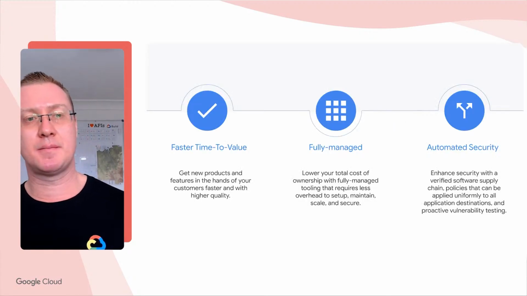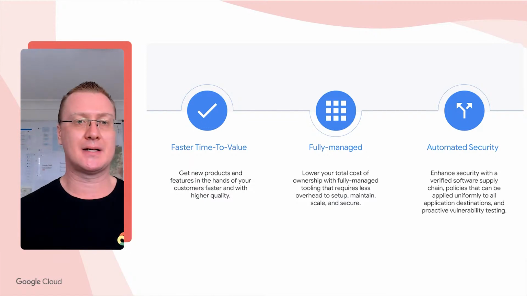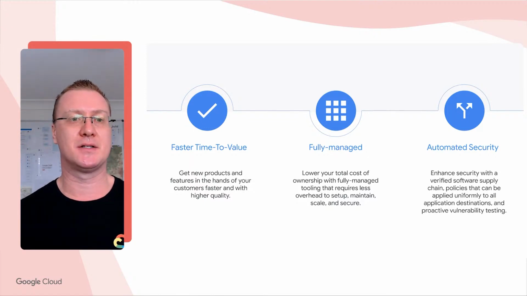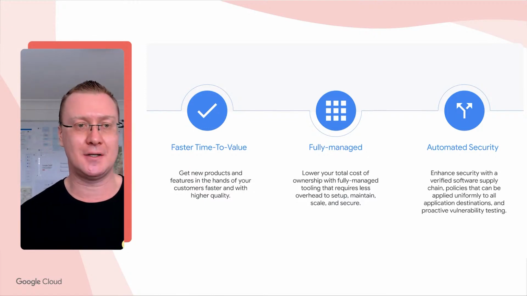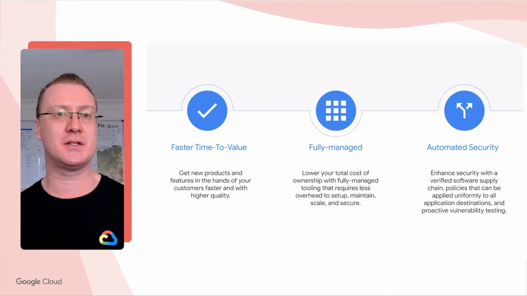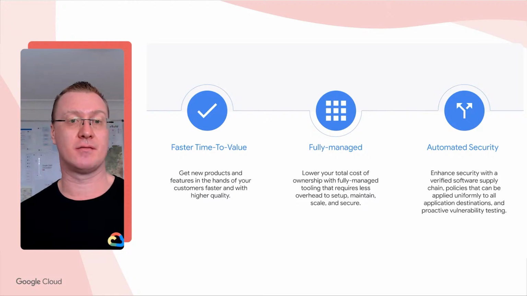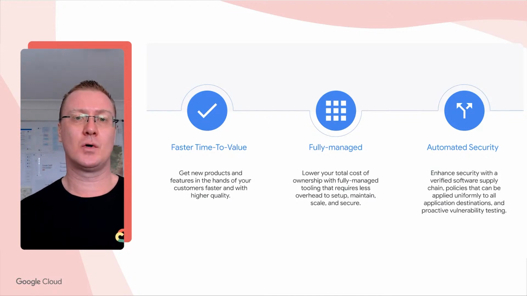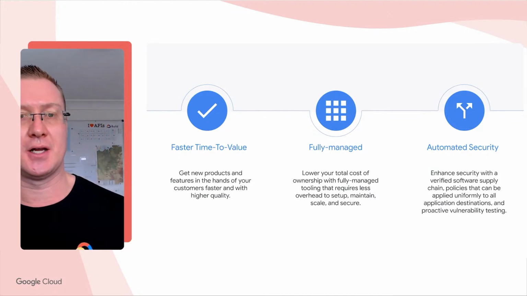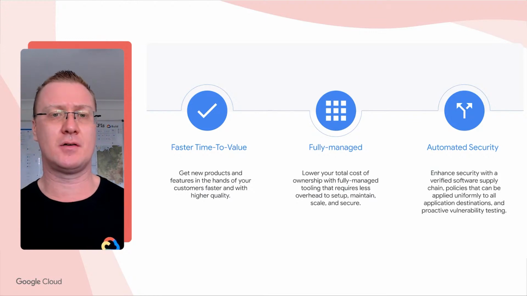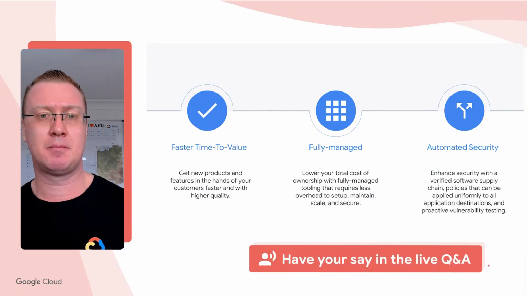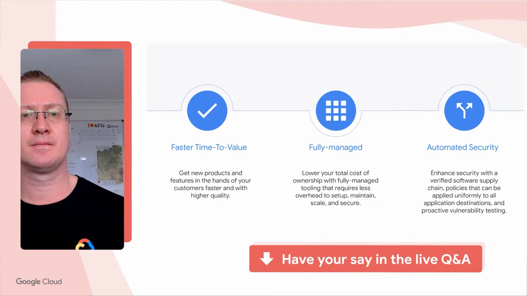Now, to simplify the approach, we're going to think about 3 key points to help our business grow. So faster time to value, getting new products and features to consumers, having a fully managed environment to lower that total cost of ownership, and require less overhead for setup, for maintenance, scalability, and security. Automating security is also part of the journey, where we're seeing a need to verify the software supply chain, policies in declarative form, and proactive vulnerability testing.